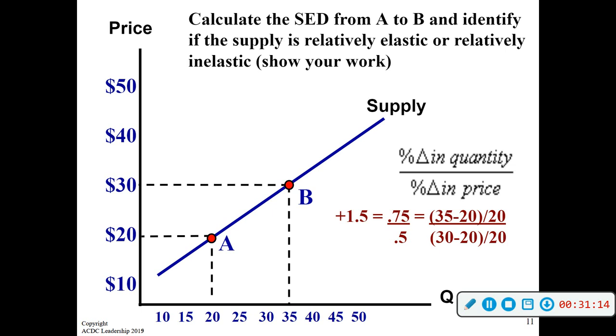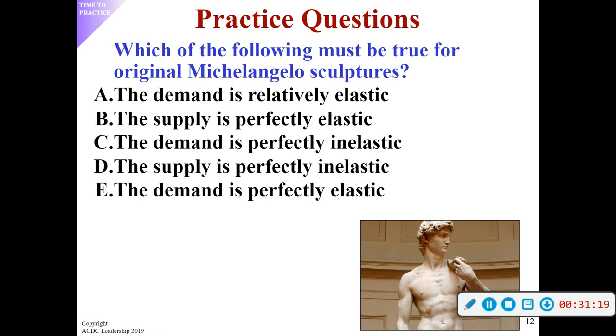Alright, so which of the following must be true for the original Michelangelo sculptures? Set quantity that is not going to change no matter what the price is. So the supply is perfectly inelastic. Quantity cannot change. Alright, so that's it for 2.3 and 2.4.